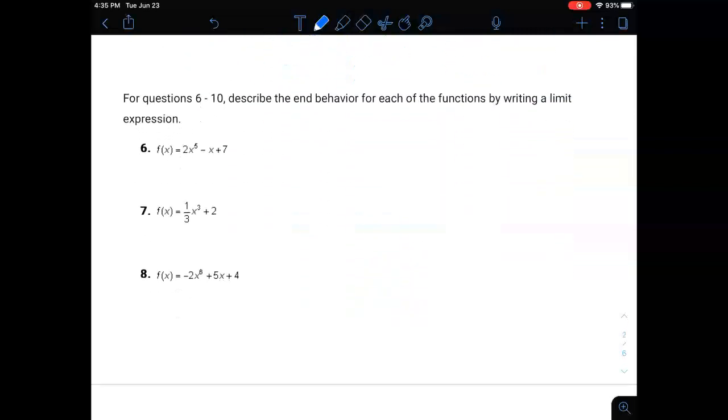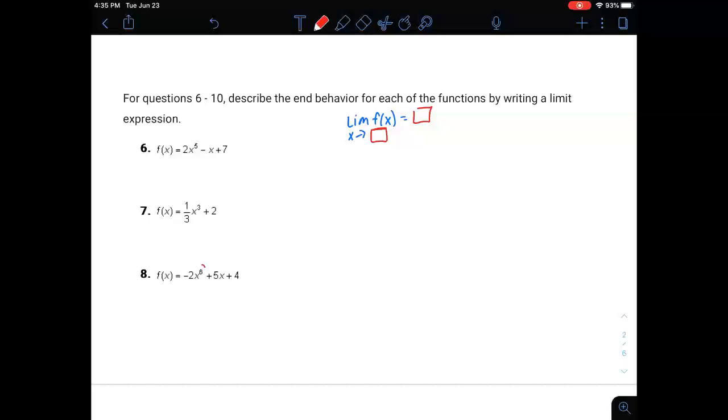Moving forward, for 6 through 10, describe the end behavior of each of the functions by writing a limit expression. So again, that's where we have our limit. As x goes towards something, what is f of x's behavior? If I were to draw blanks here, you basically fill in this part there. So let's look at number 8 here.